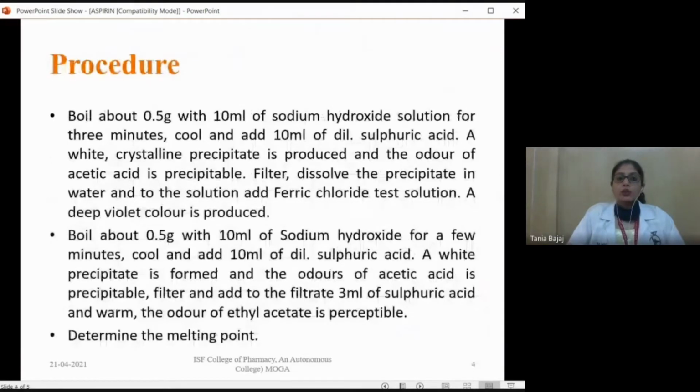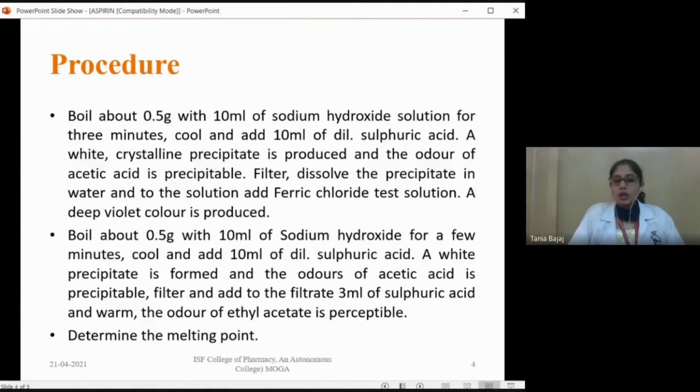Now let's see how we need to perform this identification test of aspirin. What is its procedure? The first step is to boil about 0.5 gram of the compound with 10 ml of sodium hydroxide solution for at least 3 minutes. Cool it and add 10 ml of dilute sulfuric acid. A white crystalline precipitate will be produced and the odor of acetic acid would be recognized, which would be perceptible.